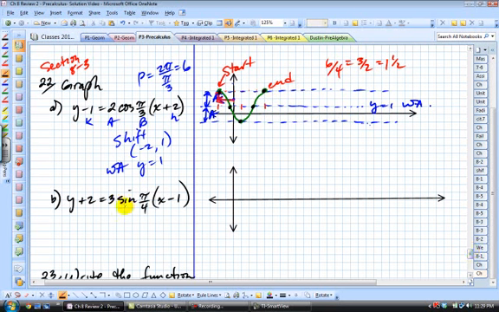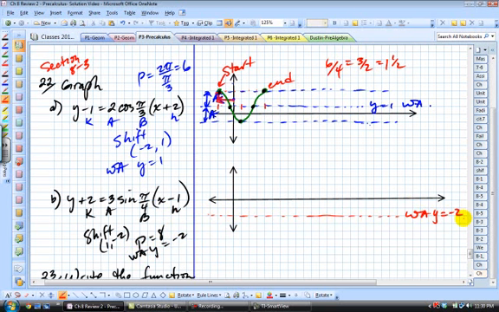Okay, this one here, sine. This is a little bit easier. So A, B, H, K. Shift is 1 comma negative 2. Period length is 2 pi divided by pi fourths, or 8. Amplitude 3, and the wave axis is y equals negative 2. So I'm going to start off with the wave axis at y equals negative 2.